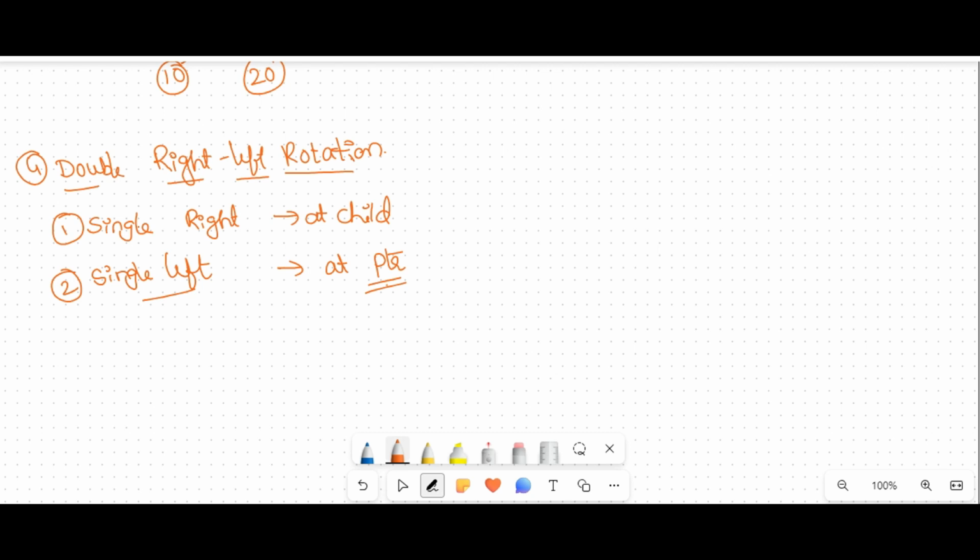Now consider this example: 10, 20. This is an AVL tree. Now I have performed an insertion operation, insertion of 18. Then find out balance factors. 0. For this it is +1. For this it is -2. Here the property failed. Consider it as PTR. So for PTR, apply single right rotation at the child. That means like this, 10, single right rotation.